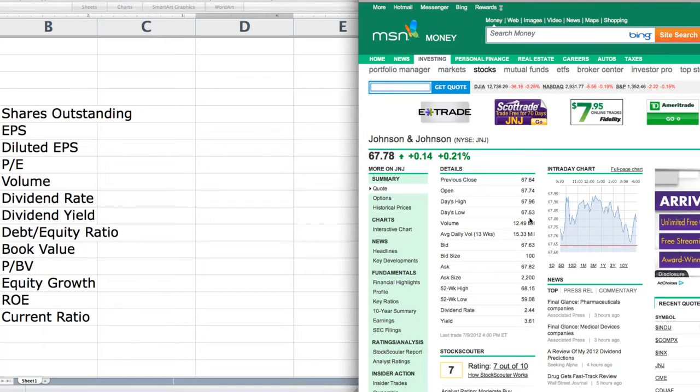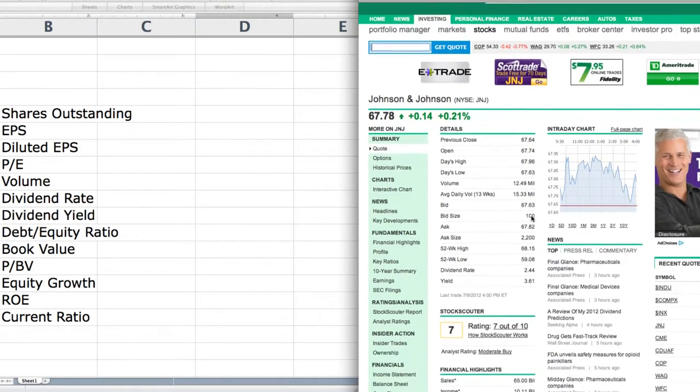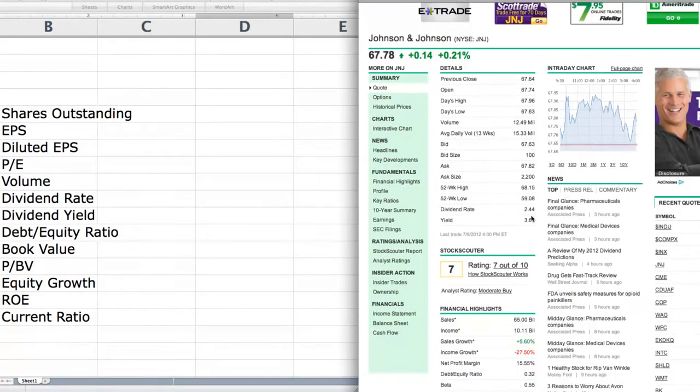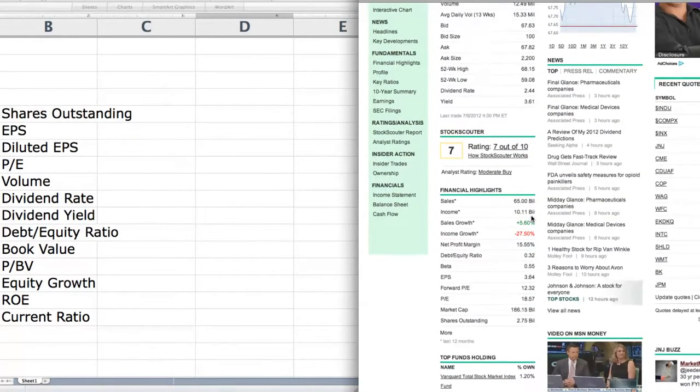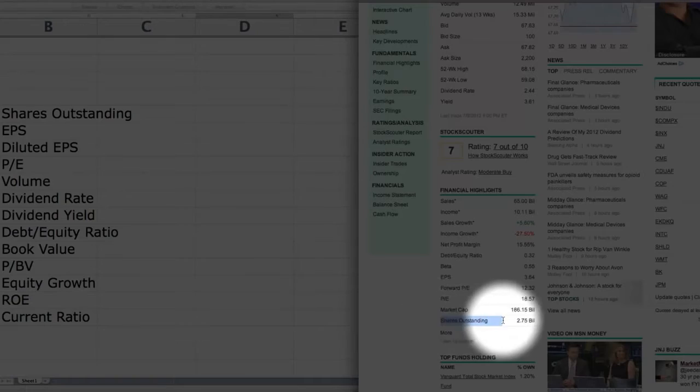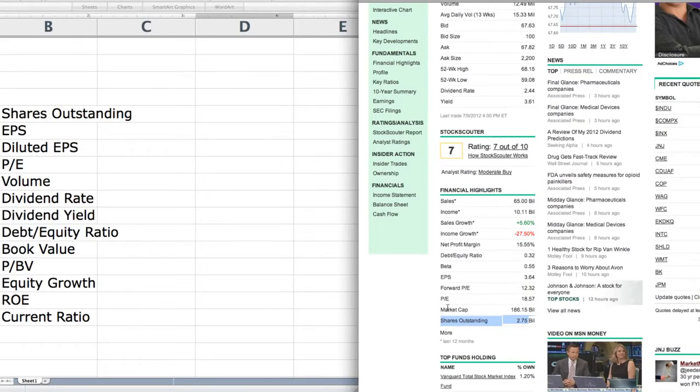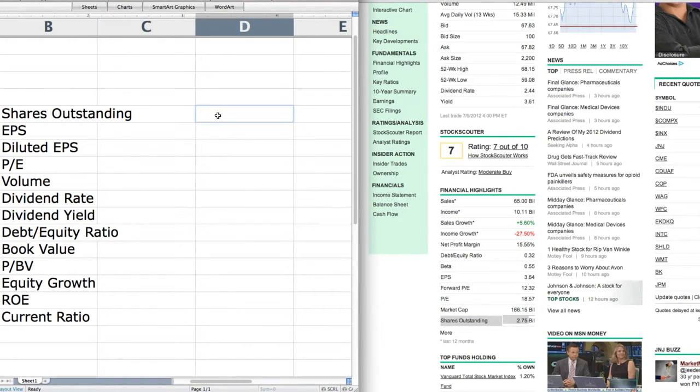As you know, the shares outstanding is just how many pieces Johnson & Johnson has been divided up into. There are a couple of different places you can find that number. The easiest is right off the very top level page. If you scroll down to the bottom, you'll see it says shares outstanding right there, and it's 2.75 billion shares of Johnson & Johnson. For that number, there's not much of a calculation. It's just 2.7 billion, and that's all you have to do.